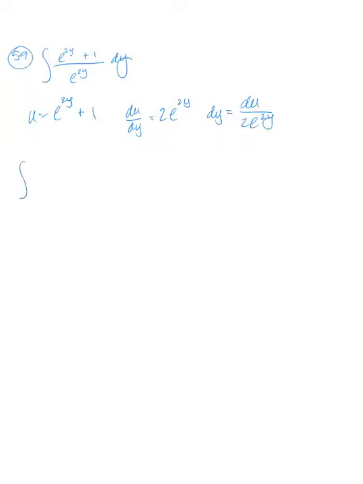Okay, so my integral becomes e to the 2y plus 1, which is u, over e to the 2y times dy, which is du over 2e to the 2y. Oh no, my e to the 2y's don't cancel. Okay, better idea. Simplify the integrand instead of trying to do anything fancy. So let's just get rid of all this. Instead I am going to just simplify the integrand by dividing the denominator into each piece of my numerator.